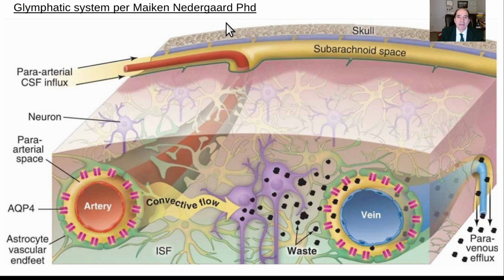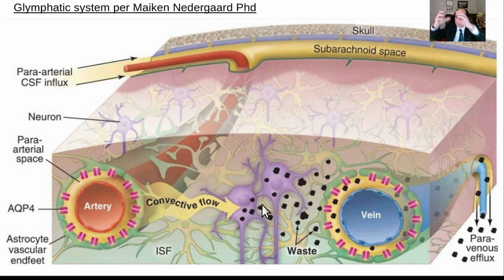This lady, Maiken Nedergaard, I think she's from the Netherlands or something, was the great discoverer of the glymphatic system. She probably should get a Nobel Prize. So here is the artery coming into the brain, a penetrating artery of the brain. And again, this cerebral spinal fluid around it is called the perivascular space of Virchow-Robin. It opens up at night, gets wider, and the CSF, cerebral spinal fluid, then rinses across from the arterial side to the venous side.